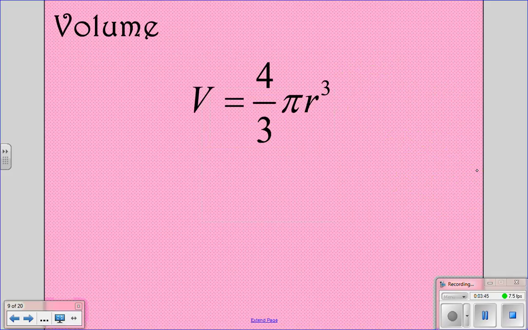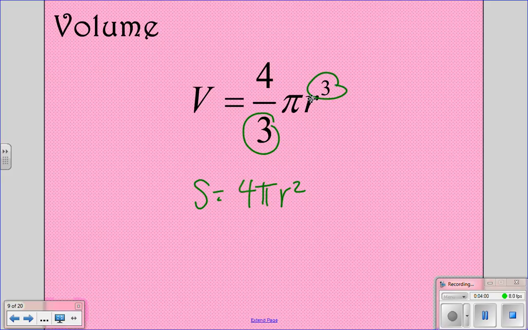Okay, looking at the volume formula, it's 4/3 pi r cubed. So 4/3 pi r cubed. The surface area is 4 pi r squared. The one that has divide by 3 has the r cubed. You have to memorize those two formulas. If you get them mixed up, then you're not going to get the question correct. So you need to make sure that you learn those two formulas.